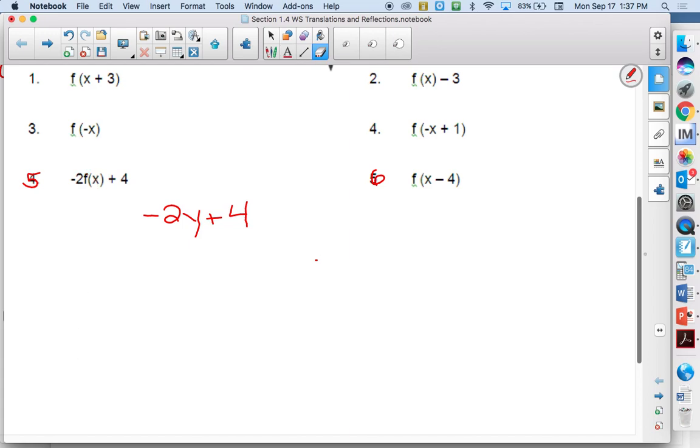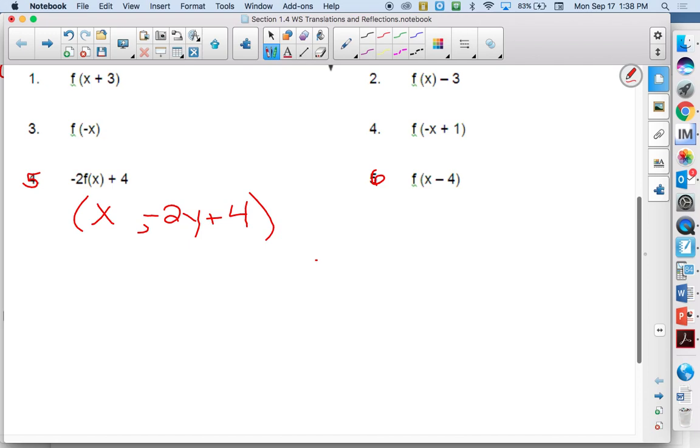If nothing's in parentheses with x, x isn't changing. So in this case, nothing in parentheses with x doesn't change. If you were asked to write a little formula for what to do with your ordered pairs, this would be a little formula or a pattern to use. X stays the same because nothing's in parentheses with x. However, the y value gets multiplied by negative 2, because it says negative 2 times f of x, and y gets a plus 4 with it because it's moving up 4.